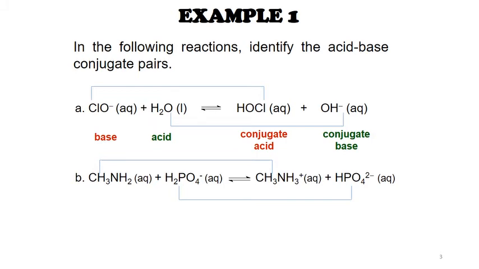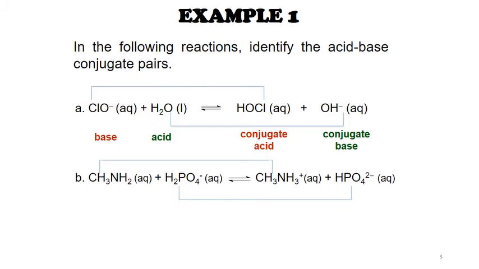Okay, now let's take the second example. Methanamine CH3NH2 plus H2PO4- becomes CH3NH3+ ion and HPO4 2- ion.